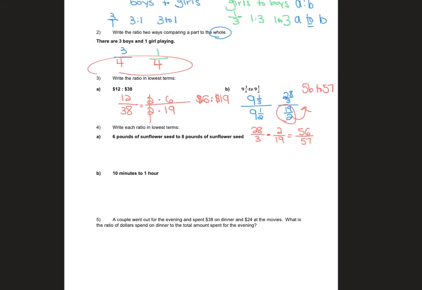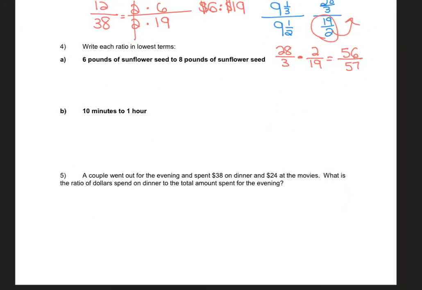All right, so now we're going to do it, but now we're in a little bit of a real world context. We have 6 pounds of sunflower seed to 8 pounds of sunflower seed. So again, we're comparing sunflower seed to sunflower seed. So I'm going to ignore the words for a minute and just break down my numbers. On top, I can write it as 2 times 3. On bottom, I can write it as 2 times 4. I have those 2's common, so I'm going to get rid of them. And now I can write it as 3 pounds of sunflower seed to 4 pounds of sunflower seed.